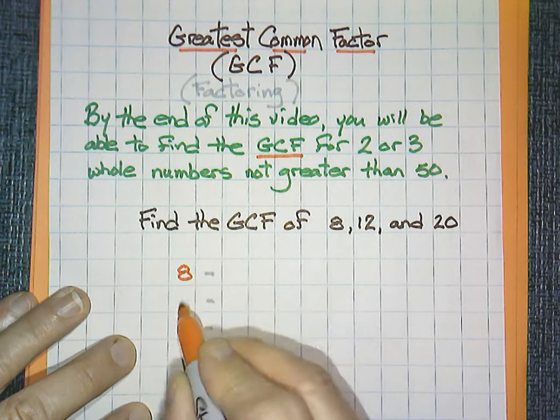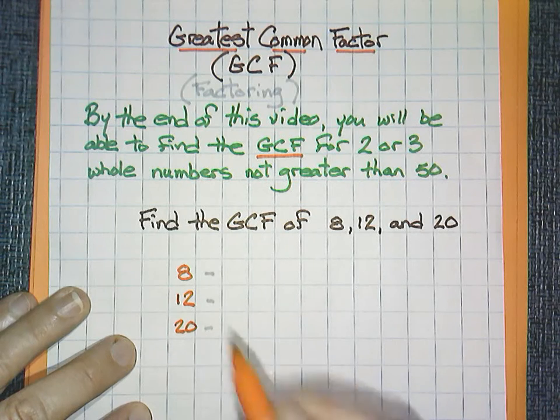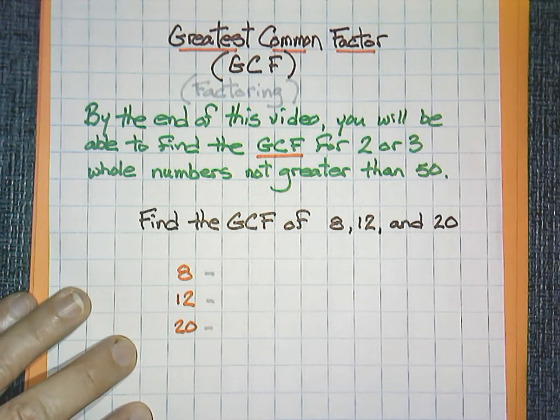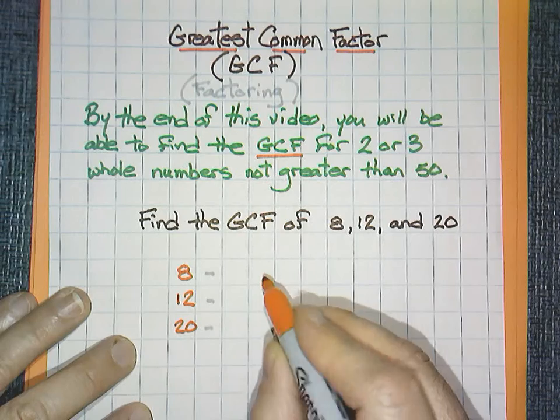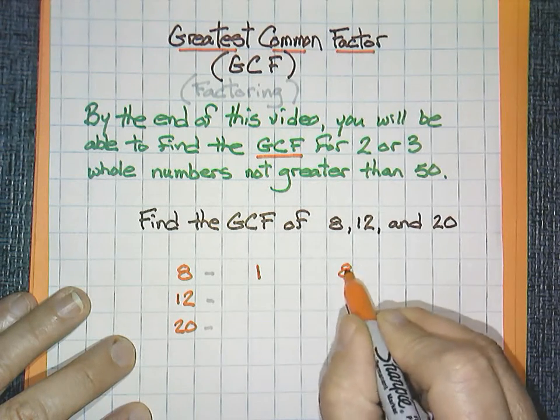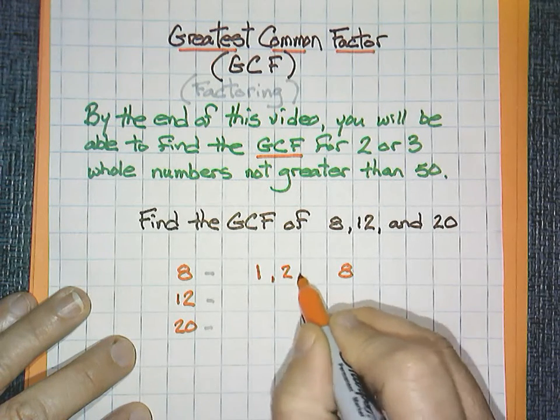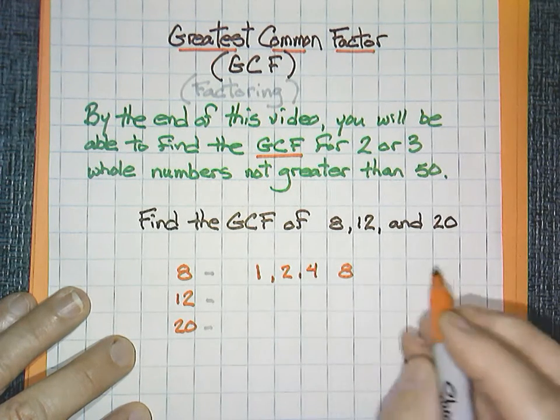So 8, 12, 20. Factors of 8 would be 1 times 8. We usually list them like that. And 2 times 4.